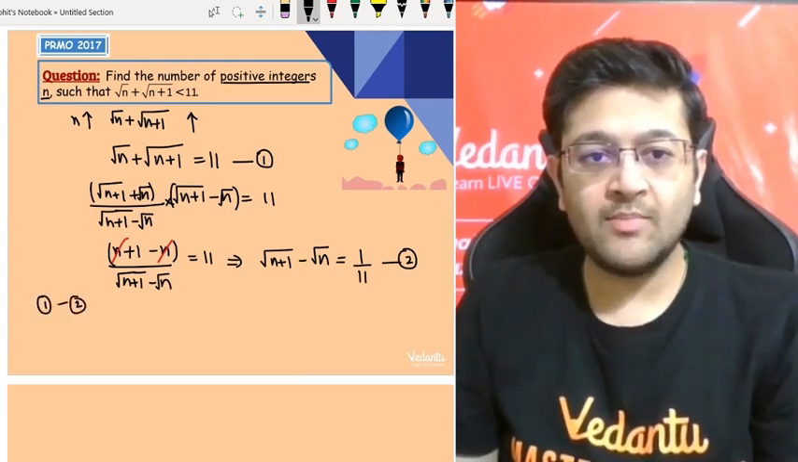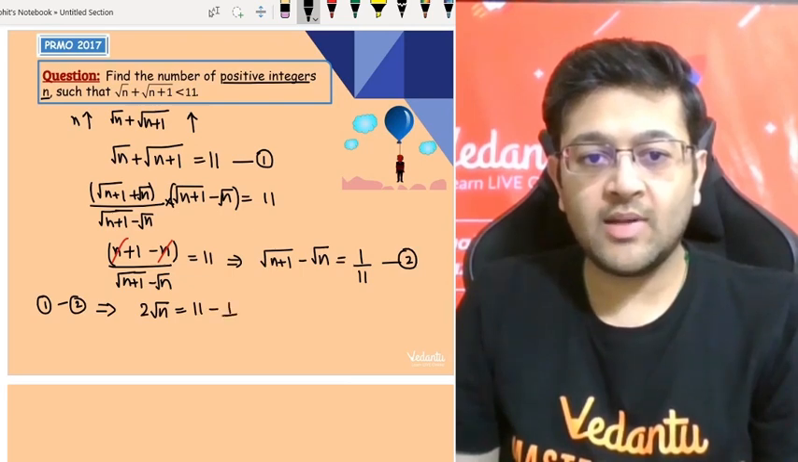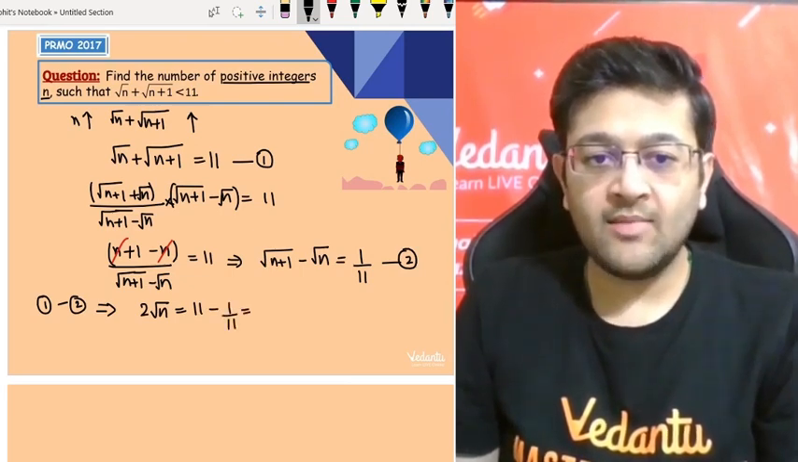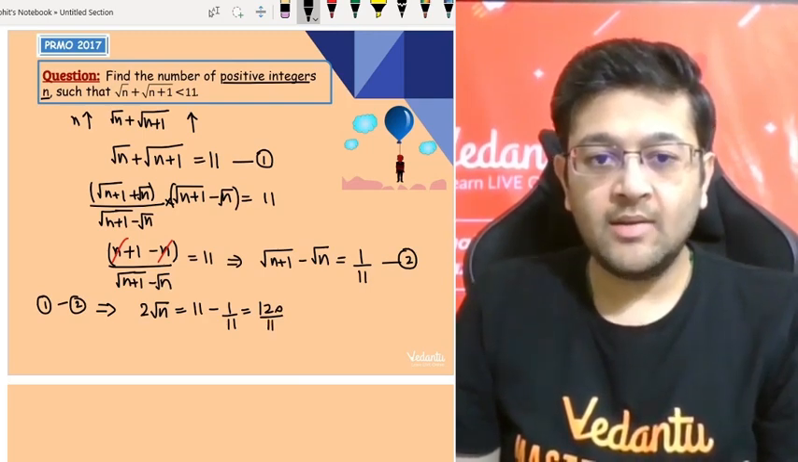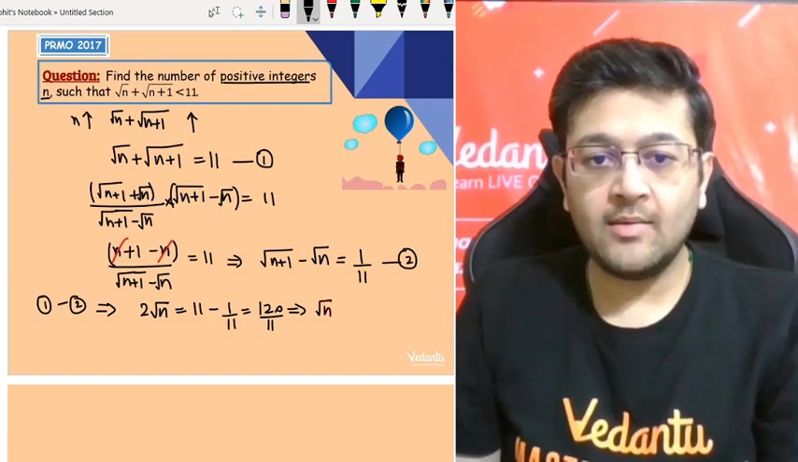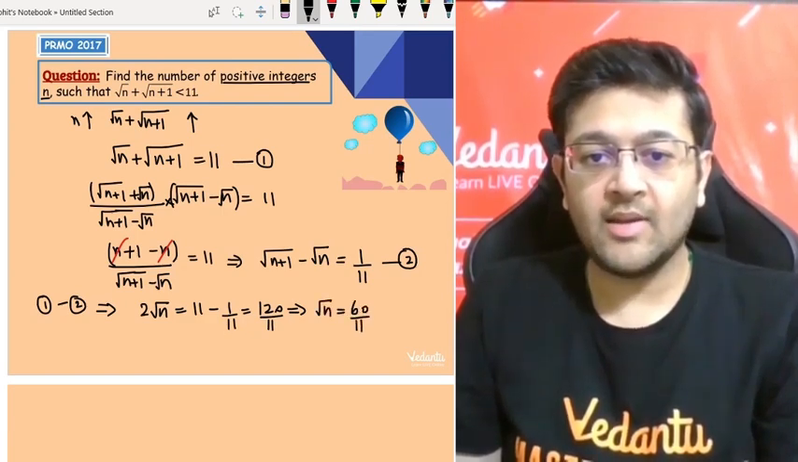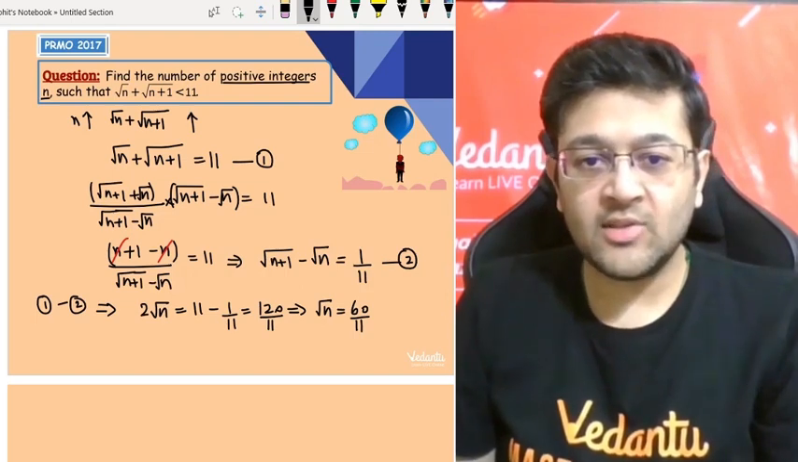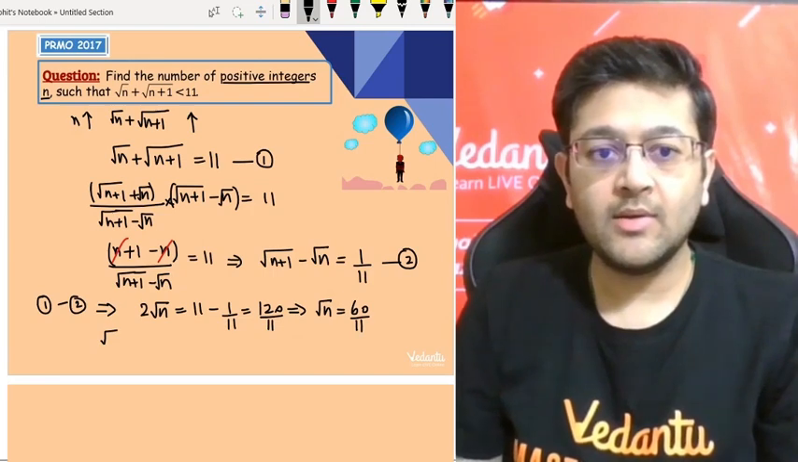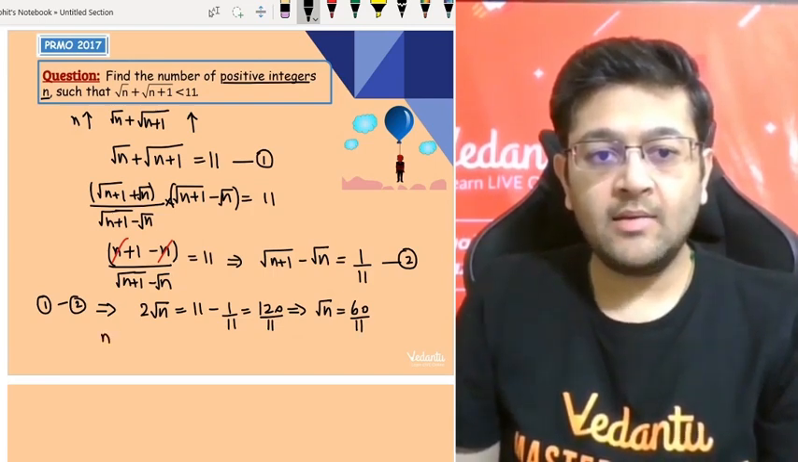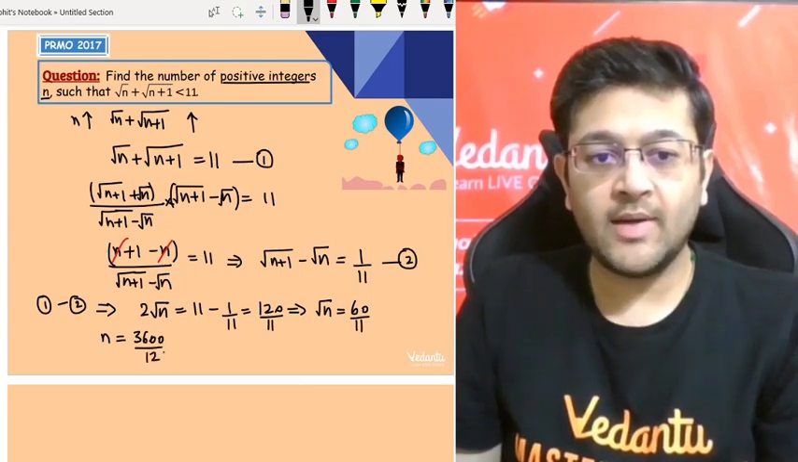1 minus 2 अगर हम करते हैं तो root n plus 1 will get cancelled and we will get 2 times root n equal to 11 minus 1 upon 11. Upon taking LCM, which will be 120 upon 11, right? 121 minus 1. So then you can simplify this as root n equal to 60 upon 11. And now we have come to the very last stage of this question. So now if I square this expression, okay, n is equal to 3600 upon 121, the square of 60 upon 11.